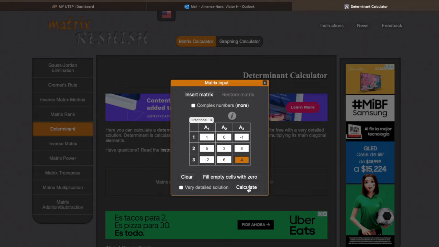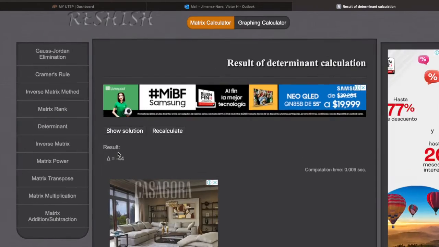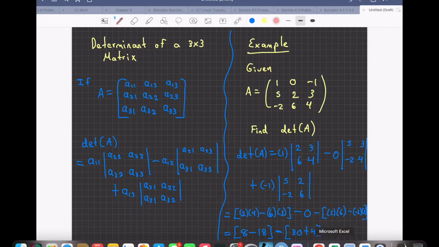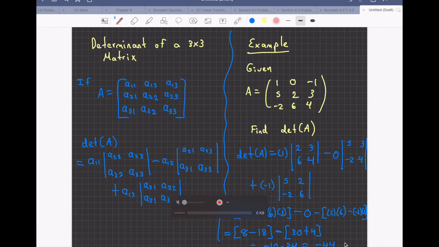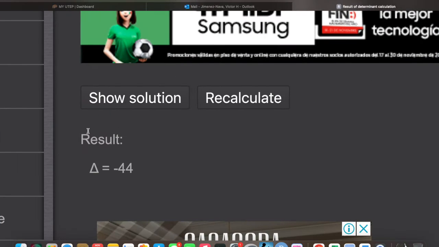And then calculate. And notice, you will have the answer, -44. That is the same answer we got, right? -44. So it's correct. You can use this, of course, to verify your computations. This is an online class, so I don't see any problem to use this. But of course, you have to verify that you understand how to compute this by hand. Okay.